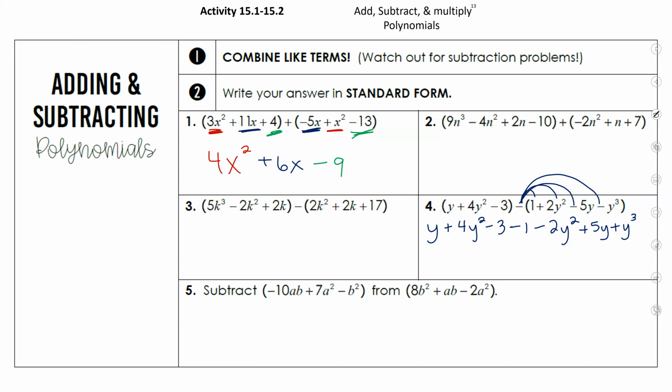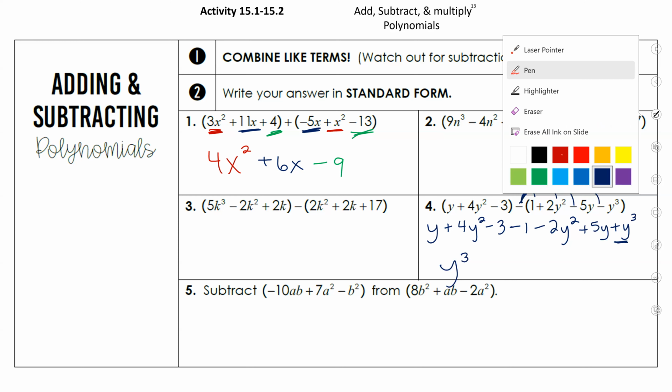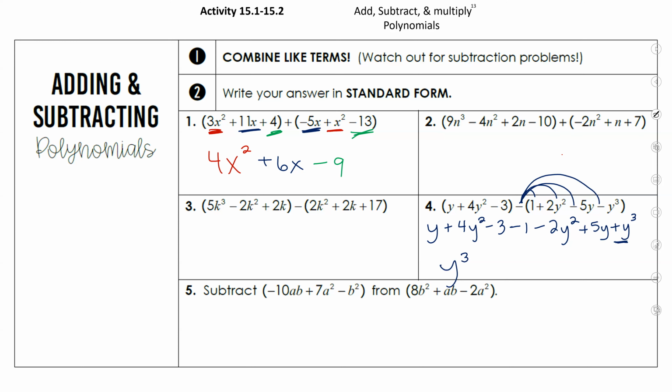Okay, now let's go ahead and combine like terms. I'm going to start with the highest exponent. Here's a y cubed. Is there anything else that has an exponent of 3? No. Okay, so that will just go by itself in the front. Let's do the next degree. So the next exponent is a 2. So I'm going to combine this one with this one. I have 4y squared minus 2y squared. So what would that be? Yep, positive 2y squared.